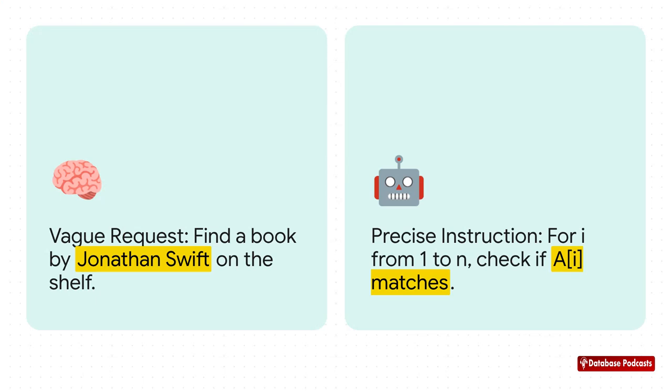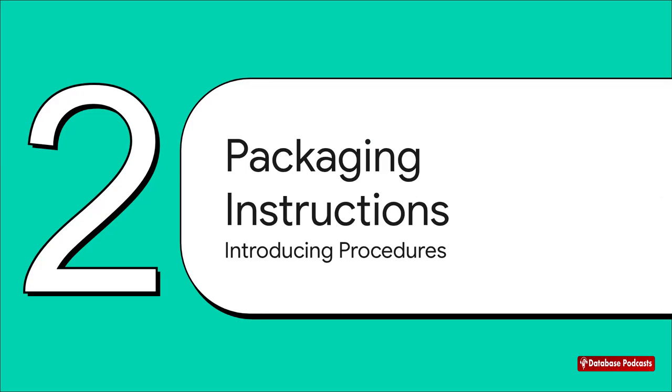And this comparison just hits the nail on the head. We can tell a friend, hey, go find this book, and they just get it. They know what that means. But a computer? No way. It needs the instruction on the right. A clear, mechanical, step-by-step process. It needs to know exactly where to start, exactly where to stop, and exactly what to do at every single point in between.